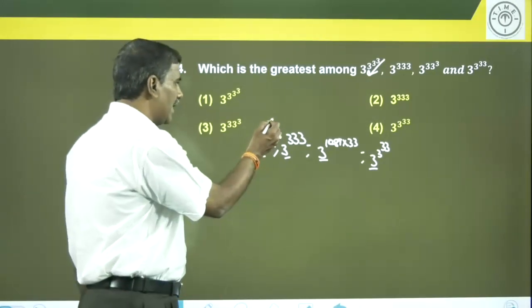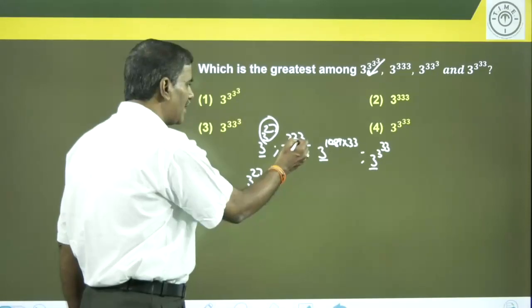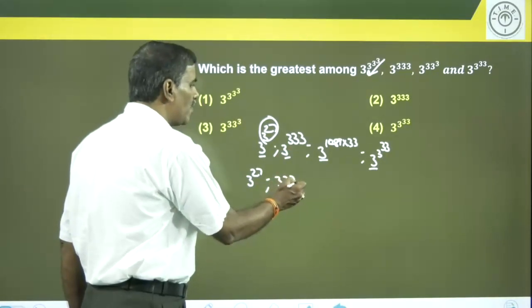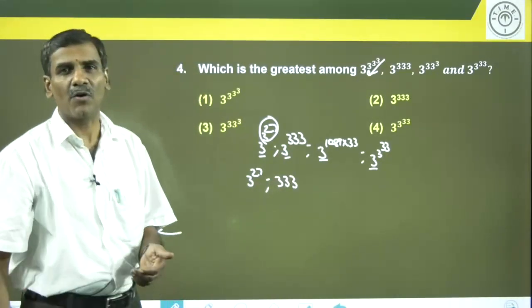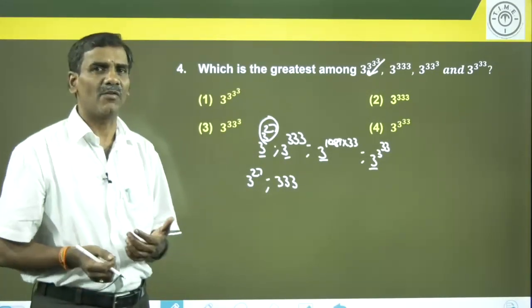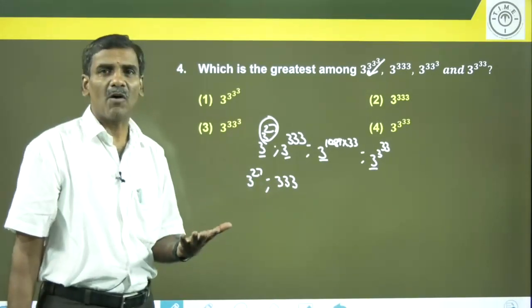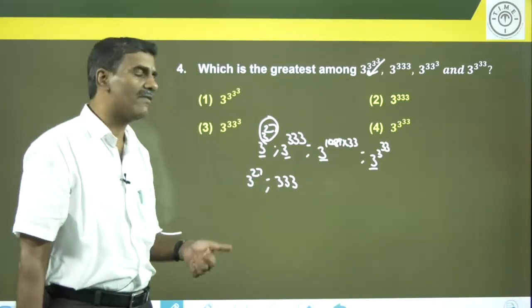Here the index is 3 power 27. 3 power 27 is definitely greater than 333, because 3 cube is 27, 3 power 4 is 81, 3 power 5 is 243, and 3 power 6 is 729. So 333 is definitely lying between 3 power 5 and 3 power 6, whereas here we are having 3 power 27.